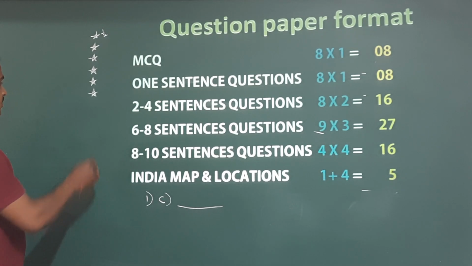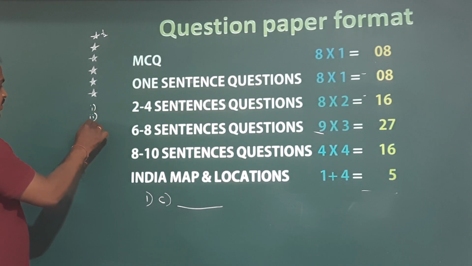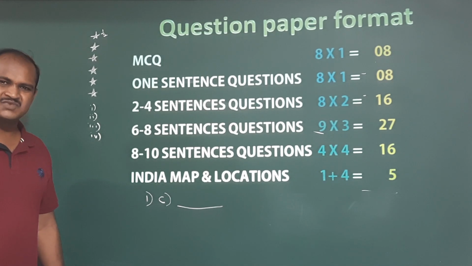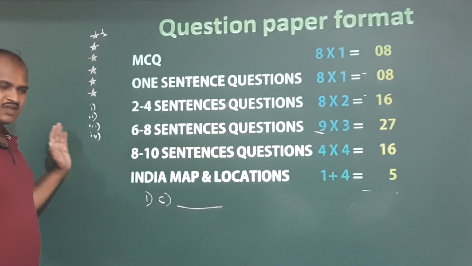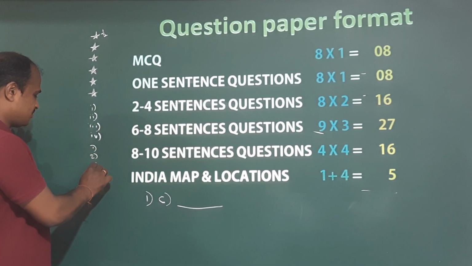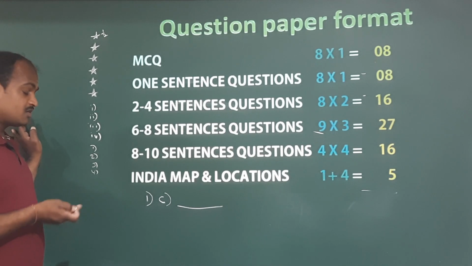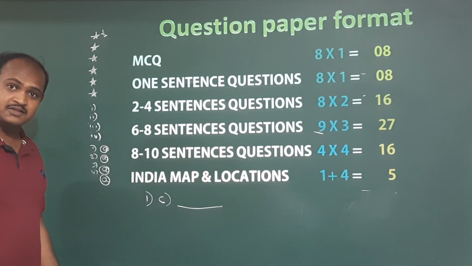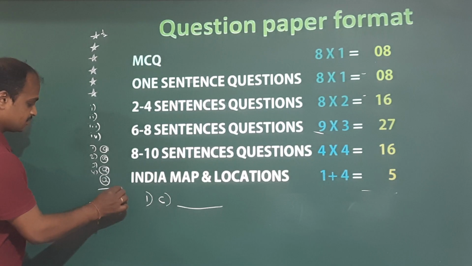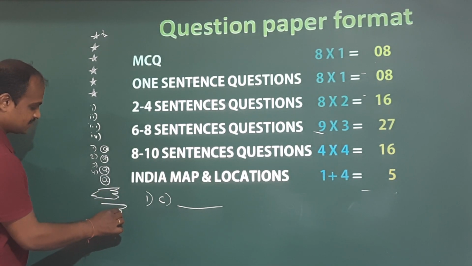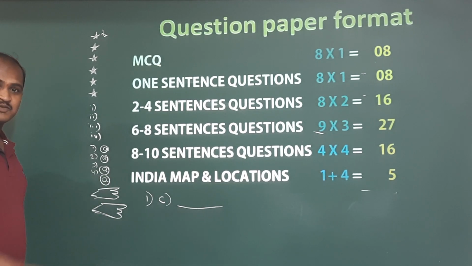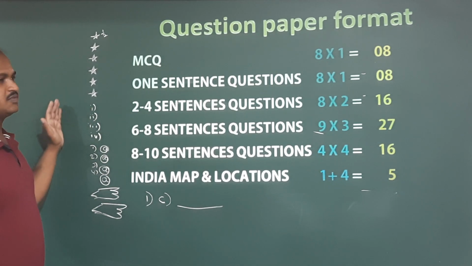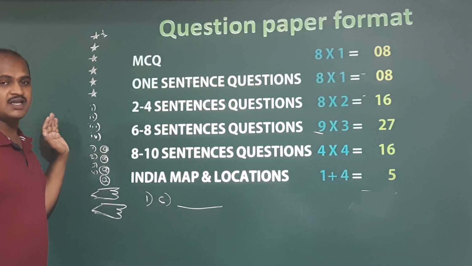There are some students who write the points with Roman numerals, which is not appropriate. Some students mention them as numbers 1, 2, 3, 4. Some students write the points like this, as acts. These are not appropriate. It is better to write the points by putting a star mark. The examiners can easily count the star marks and give you the marks.